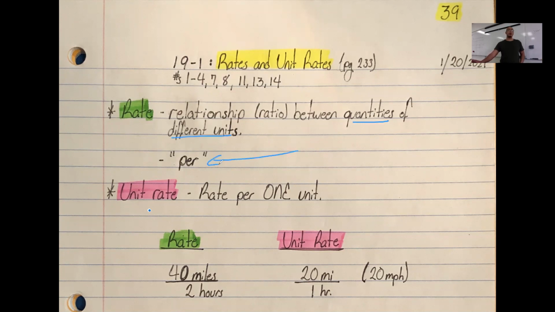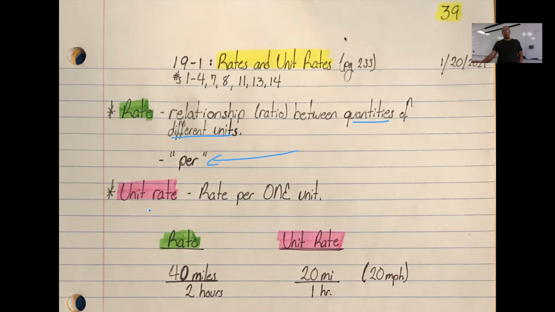Also, the word per is a huge hint. Anytime you see the word per, you're not always going to see it in a rate, but every time you see the word per, that is referring to a rate. Like again, miles per hour, donuts per person, pizzas per classroom. When you use that language, you know that we're referring to a rate.